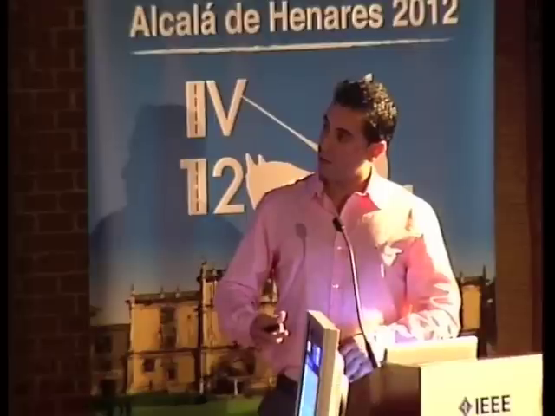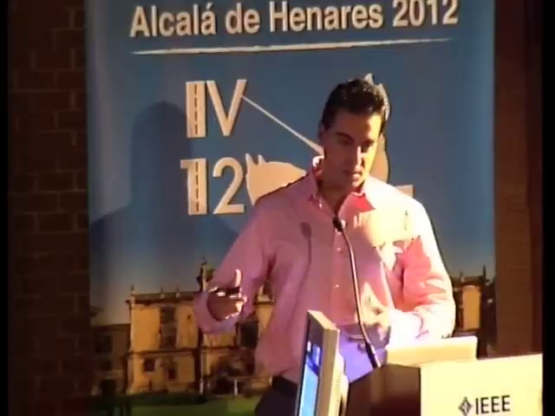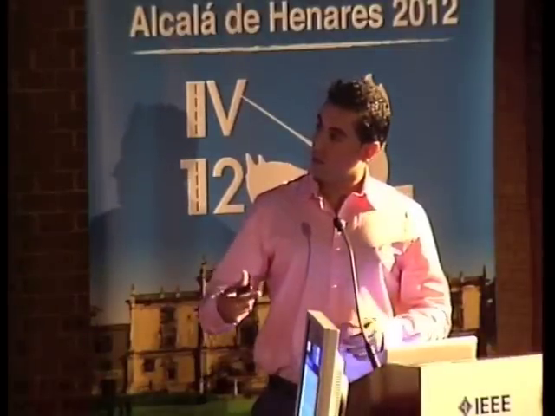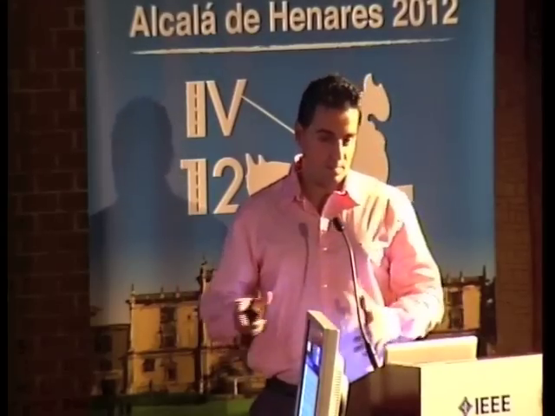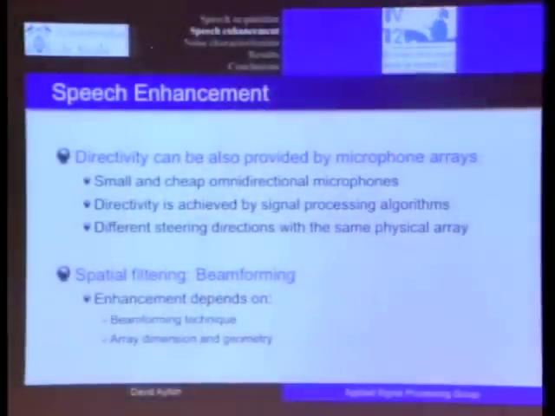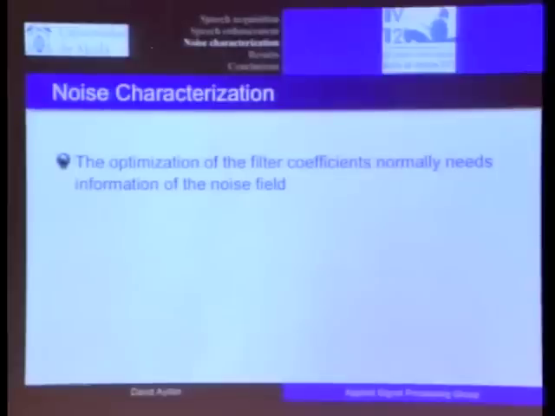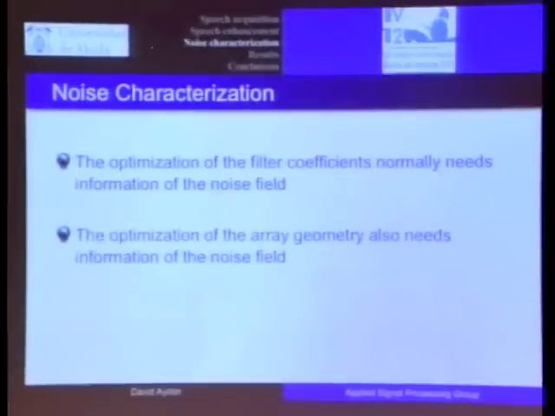Well, in order to implement a spatial filter, the enhancement depends on the beamforming technique that we use, the filter that we establish in the array, and also the array dimension and geometry. In order to optimize the filter coefficients and the array geometry, we need to know the type of noise we want to reject. So this is very important when we compute the filter coefficients: to know the type of noise we are trying to deal with.